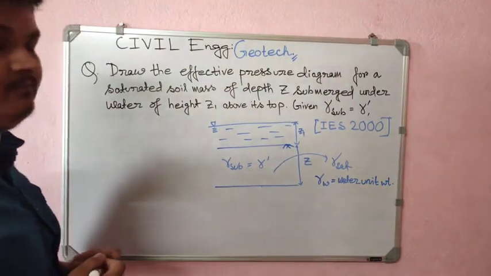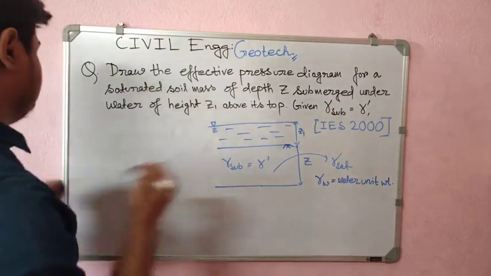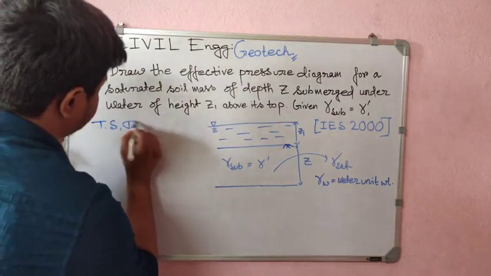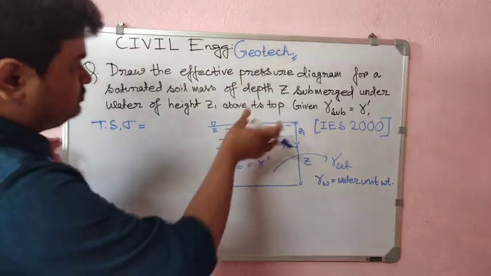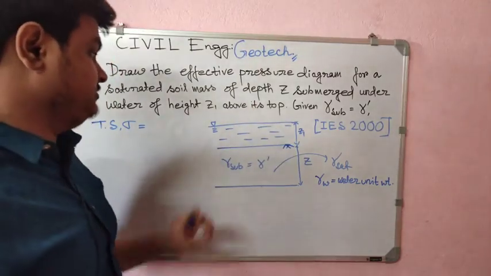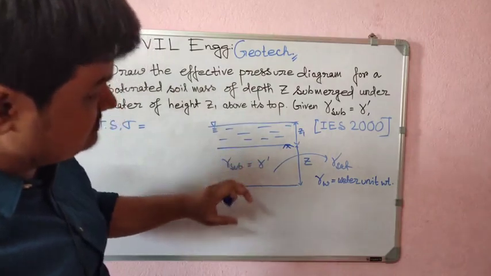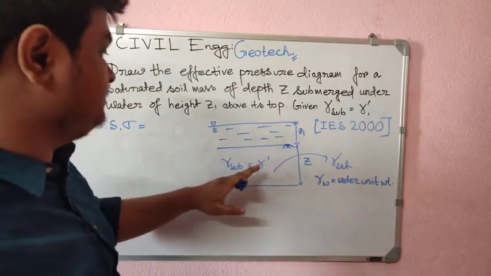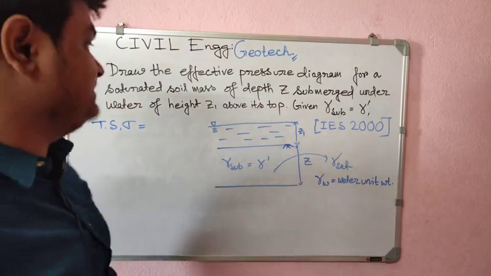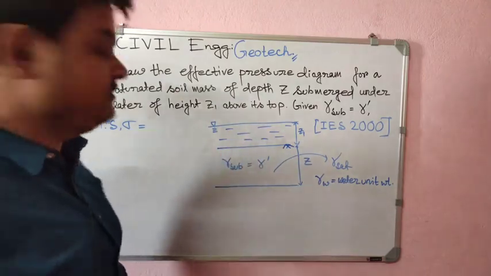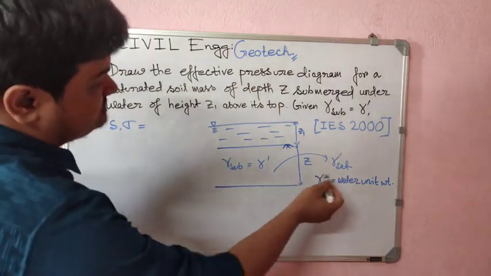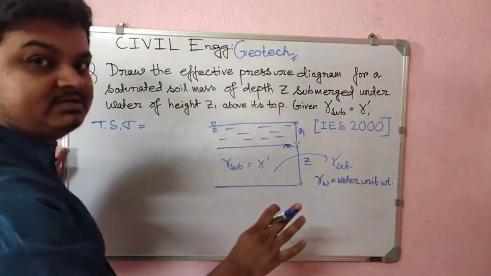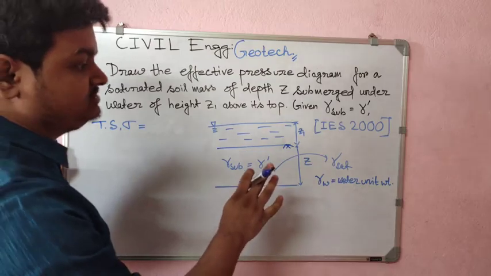the total stress first. We know that sigma is equal to the total load acting on this soil system. What is the first load? That is the weight of the soil, and the second load is the weight of the water. As the soil is saturated, we will be taking the density of the soil as gamma sat.